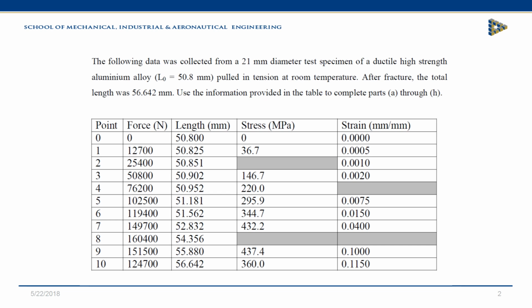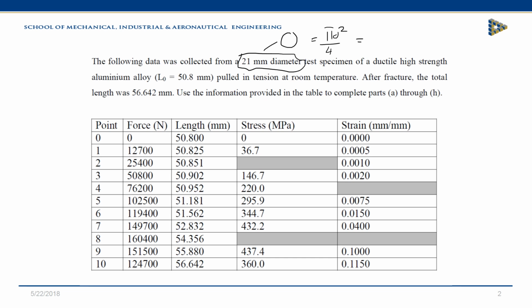So here we've got a whole lot of force and length, and then stress and strain with a couple of the regions blanked out. So let's look at the question quickly. What information have we got? We've got a diameter. So it's telling us that our specimen is round, and we can calculate the area.